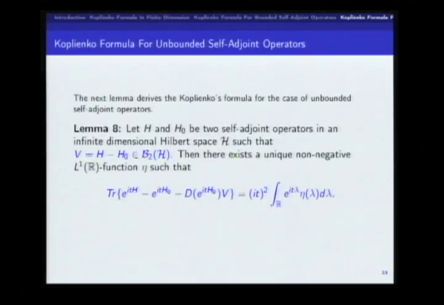Now, this is the H and H naught of two self-adjoint operators in infinite dimensional space. There exists a non-unique L1 function such that this is true. This is for the exponential function that I am asserting this theorem.